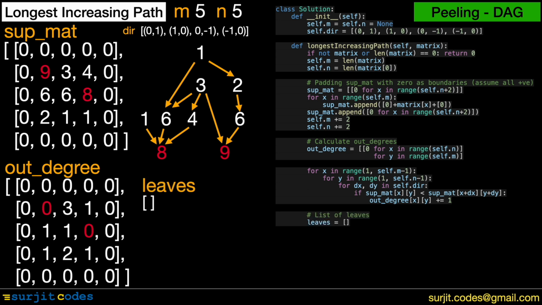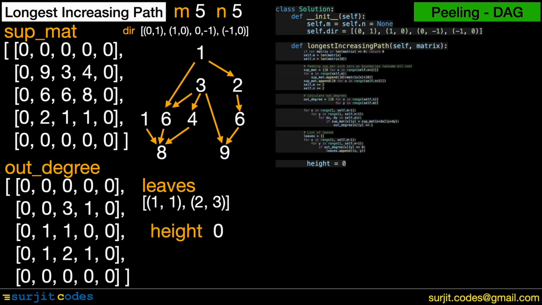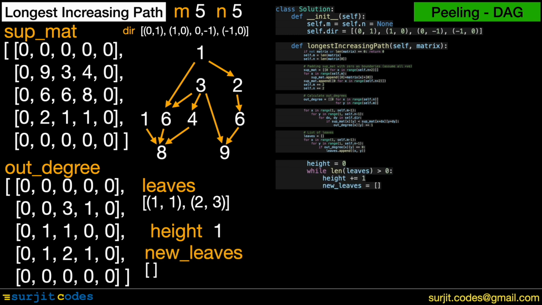We define a list named leaves to find them. We start a pair of loops to scan entries in out degree. Whenever out degree is 0, we append the tuple xy in leaves. Now we proceed to find height of DAG. We define height equal to 0. We start a loop to process the list and increase height by 1, and we start a list named new leaves.